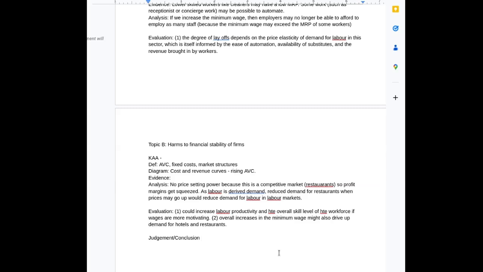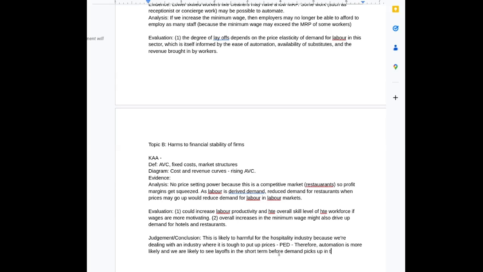In terms of judgment and conclusion, I might say this is likely to be harmful for the service, the hospitality industry, because we're specifically dealing with an industry where it's tough to put up prices, because of the price elasticity of demand. Therefore, automation is more likely, and we are likely to see layoffs in the short term before demand picks up in the long term as general wages rise in the economy.